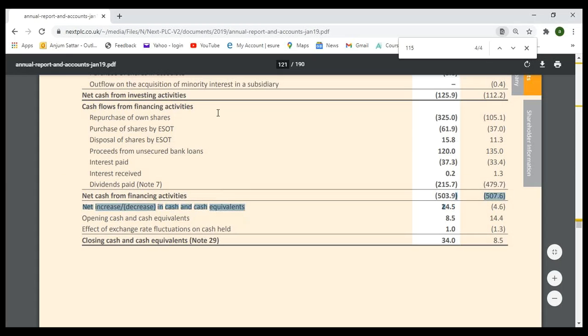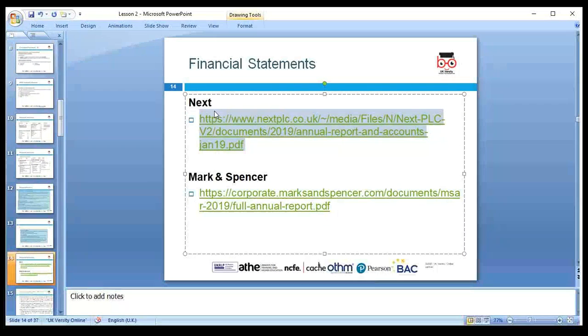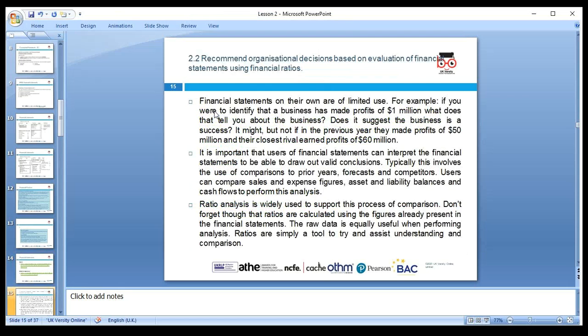What is my net cash balance? We have 24 million. Last year was a negative cash flow, but this year we have a positive cash flow, which is a good sign. So what happened last year, and what is my closing balance? This is what we prepare in the cash flow statement. That's all the information for this company. In the same way you can look at the second company, compare, and argue whatever you want with it, yes?